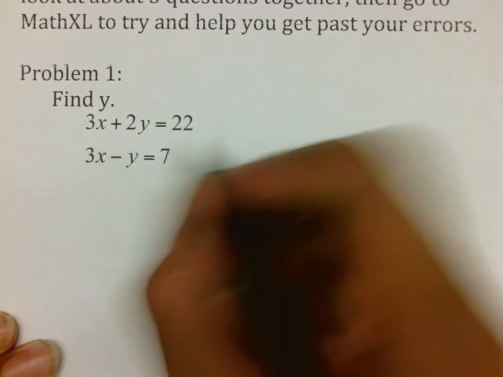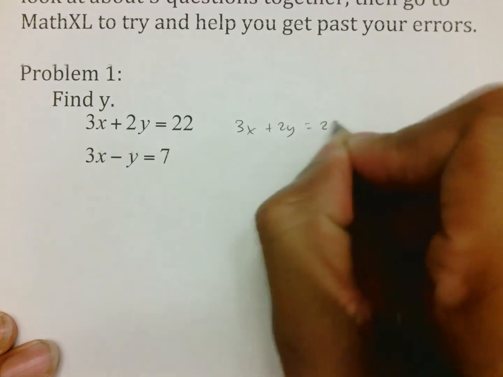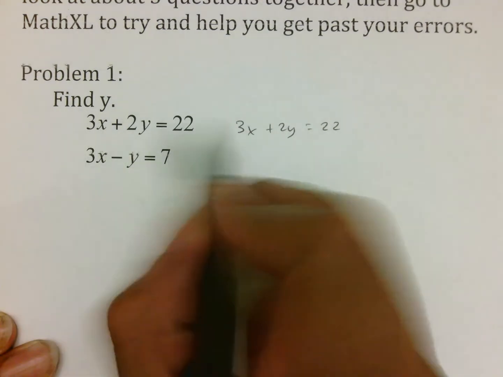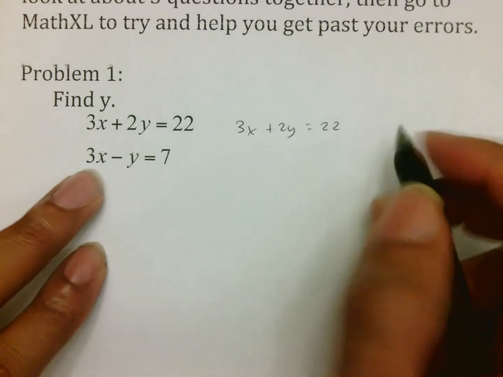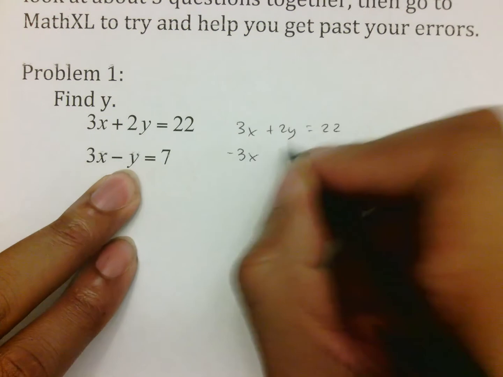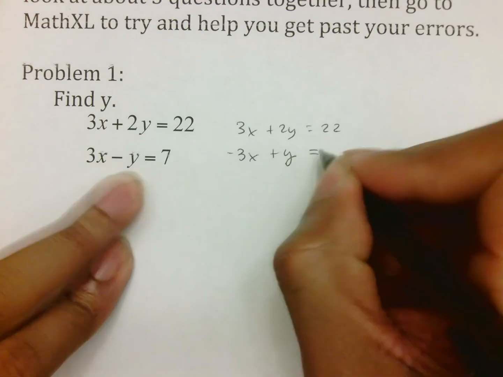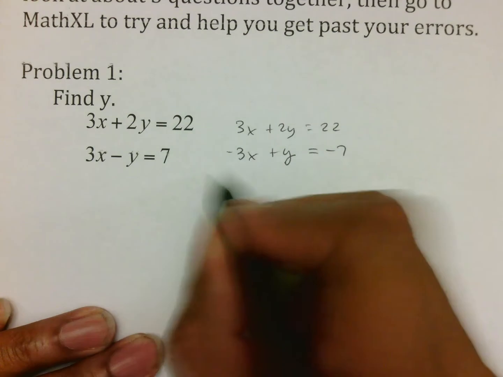So again, when you switch the bottom row, you have to be sure that you switch everything on the bottom. Again, the top 3x is positive, 2y positive, 22 positive, but here you need to switch all 3. This 3x is positive, you have to make sure you make it negative. This y is negative, we have to make sure we make it positive. This 7 is positive, we have to make sure we make it negative. Once we do that, everything is easy.